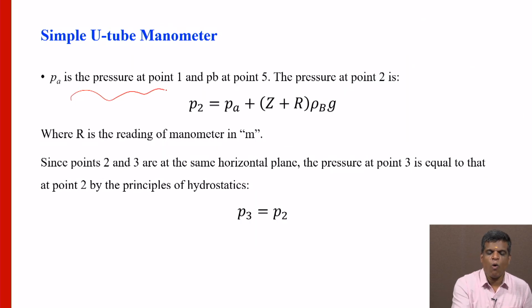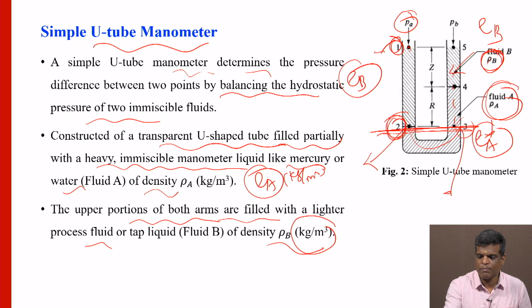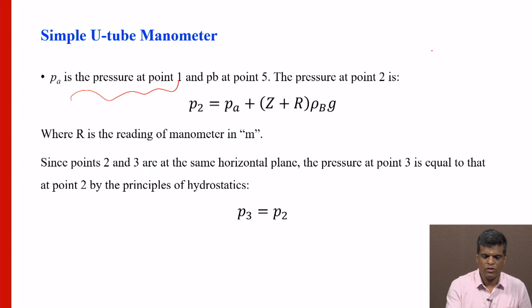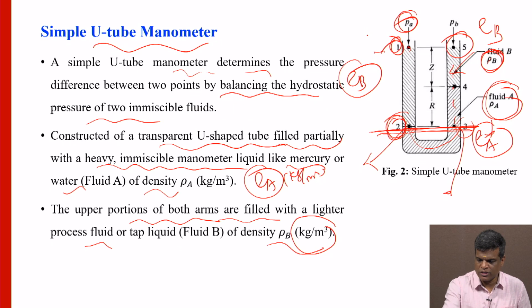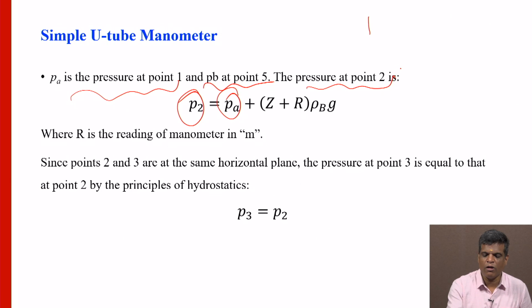So, PA is the pressure at point 1. There is a point 5 where the pressure is PB. The pressure at point 2, we write P2 equal to PA, the starting point, plus Z plus R rho B G. So, R is the reading of the manometer.